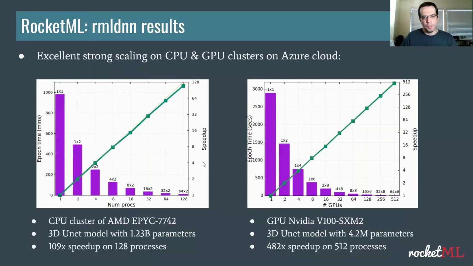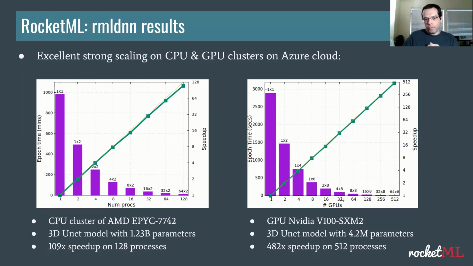And the last thing I wanted to show is a couple of results, in particular scaling results for RML-DNN running on both CPU and GPU clusters. On the left-hand side, this is the result of an experiment performed on the cloud using a cluster of CPU processors of type AMD, AMD EPYC 7742 processors. We ran training of a 3D UNet network with 1.23 billion parameters, so it's a very large network, on up to 128 processes, 64 nodes, 2 processes per node, for a total of 128 processes. And we got a speedup at that point of 109 times on 128 processes. That's pretty good, pretty close to linear speedup.